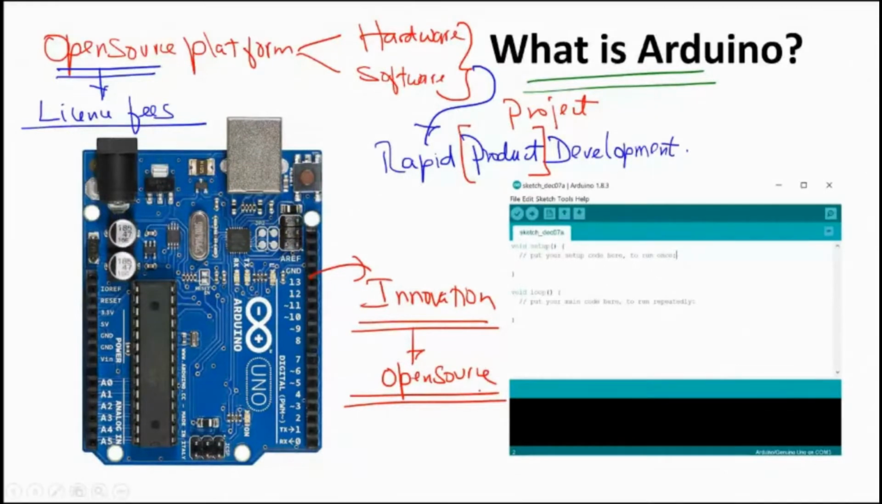Open source board means what? Somebody can take my innovation, reuse it, design products and sell. You need not pay any license fees. That is what it means by open source. Open source means you can take the innovation of somebody, reuse that innovation, remodify it, and then you can sell it or use it for your own purpose without having to pay any license fees to that particular individual. License fees means what?